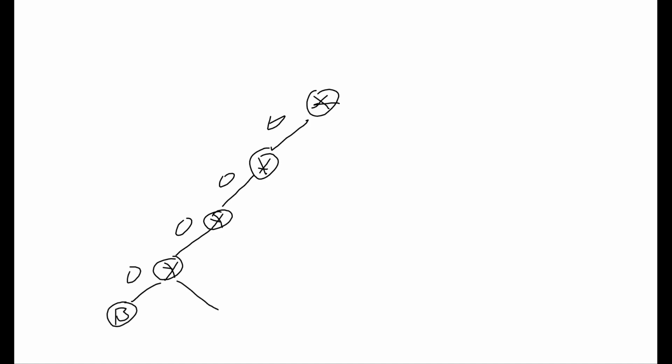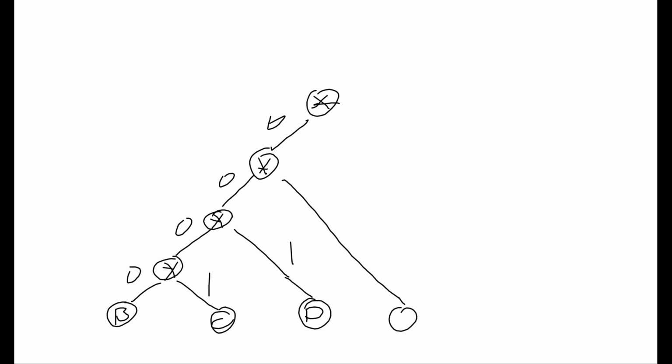And then 0, 0, 0, 1, 2, 3, 4, 0, and we have B. And then we have C here, it's 1. And we have D here, it's 1. And we have A here as 1. And then we have E here as 1. So this is our Huffman tree we already built.